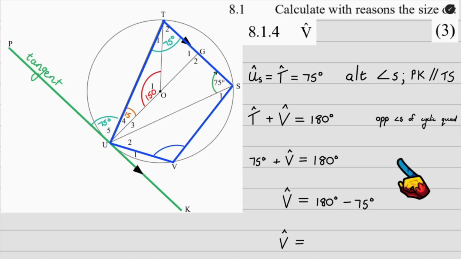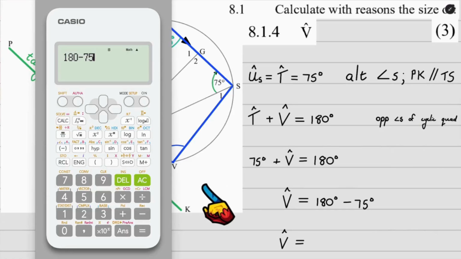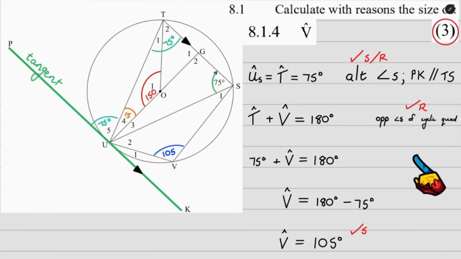Triple check yourself with your calculator. Don't make silly mental math errors. Okay, just to triple check, it does give me 105, so V has a size of 105 degrees. And lastly, we're just going to have a look where the marks come from. The correct statement and reason get you your first mark. And then over here, your reason gets you your second mark. And the correct value of V will get you the third mark.